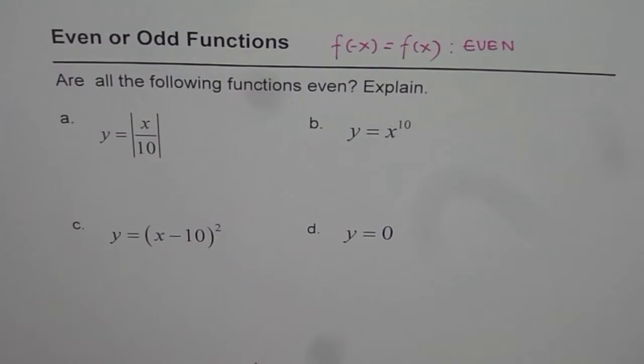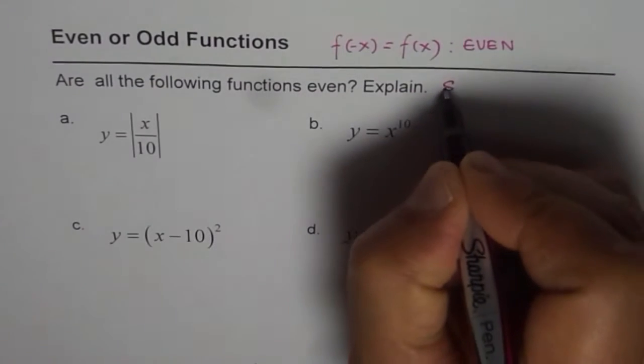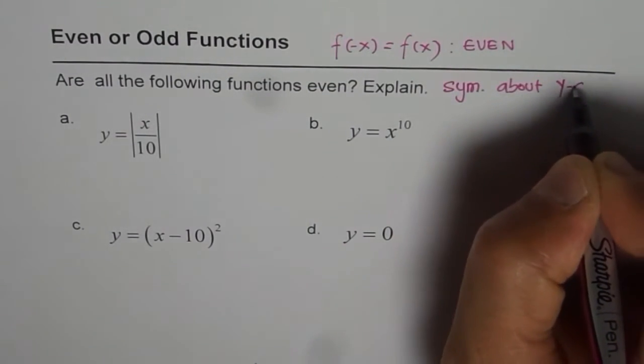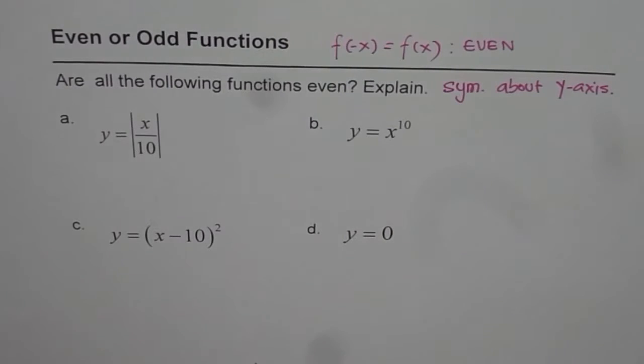If f of minus x equals f of x, then the function is even. The second way of saying that the function is even is from its graph. We say it is symmetric about the y-axis. So if you sketch the graph, and if the graph is symmetric about the y-axis, we say that the function is even. We are going to use both these methods to show whether the four given functions are even or not. Definitely they are not odd functions, so we are not going there at all.